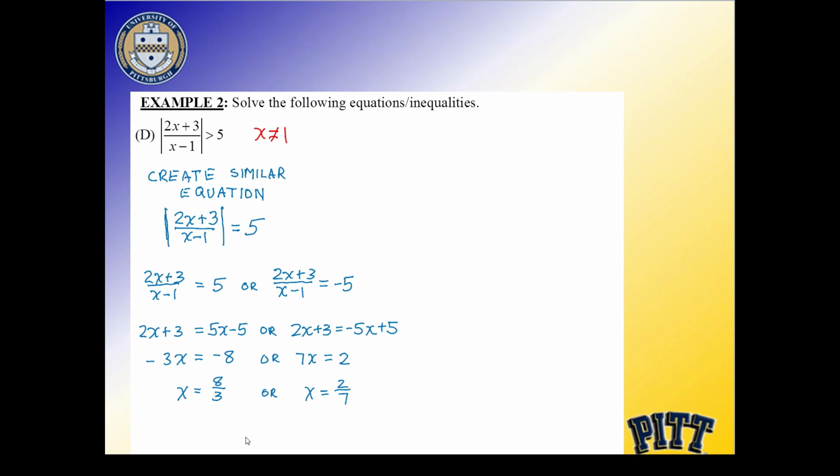Those two numbers are needed because they're going to help me define some boundaries on my number line, which I'm going to create up here. I'm going to put the 8/3 and the 2/7 on there because they're x values where I could equal 5, and I don't want to equal 5. I want to be on one particular side of it, greater than.